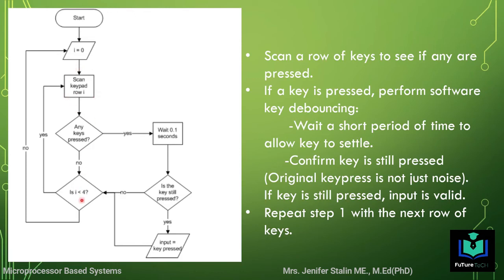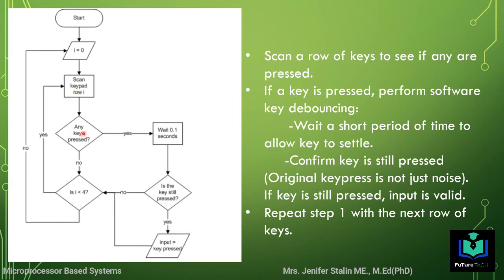If none of the rows are pressed, that is the no condition, and it goes to the 0 condition. If none of the keys are pressed, the row becomes I equal to 0. If any of the keys are pressed, it may be I equal to 1, I equal to 2, or the row may be 3. That means it again goes for the scanning condition.